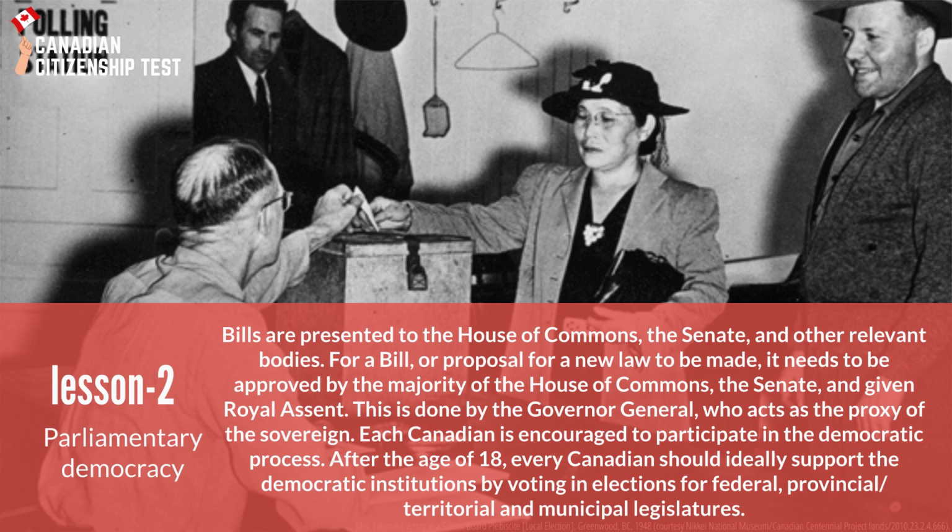For a bill or proposal for a new law to be made, it needs to be approved by the majority of the House of Commons, the Senate, and given royal assent. This is done by the Governor-General, who acts as the proxy of the sovereign.